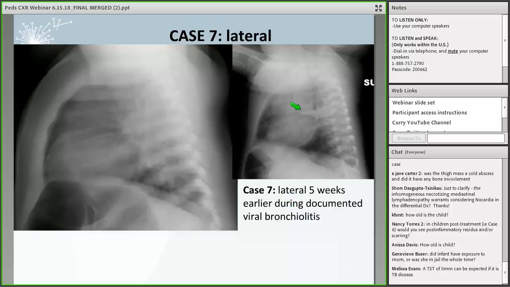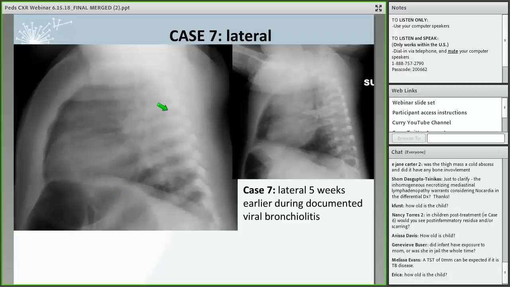So here's the study 5 weeks earlier. On this study, you can see that there's maybe a little bit of atelectasis posteriorly in the superior segment of the lower lobes. The lungs are fairly hyperinflated because of a flat hemidiaphragm. Again, that can be consistent with both, actually, bronchiolitis usually, but with TB you can also see hyperinflation, particularly if the airways are involved.